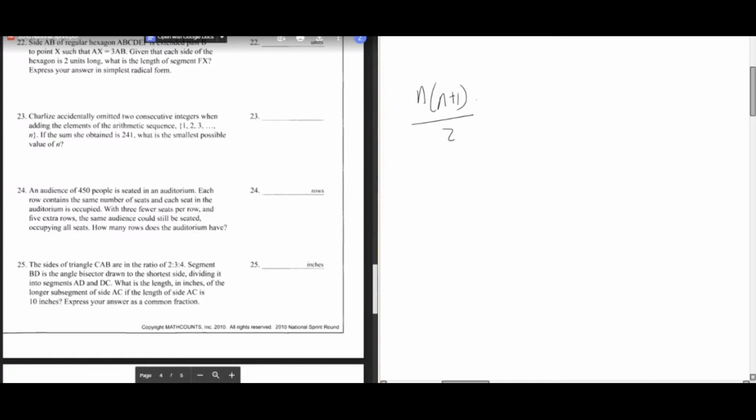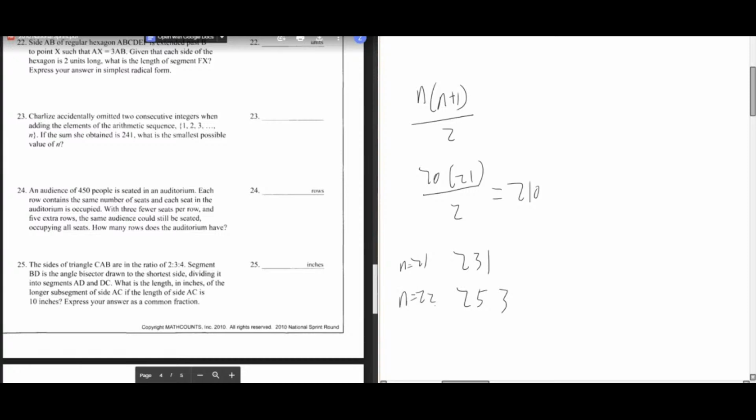So we can try some numbers that we think may work. Let's try 20 times 21 over 2. This ends up being 210. So this gets us very close, and this is all the way up to 20. If we add another number, say 21, because that's the next number, it'll be 231. If we add 22, that'll be 253.